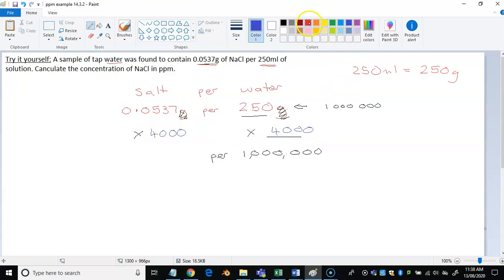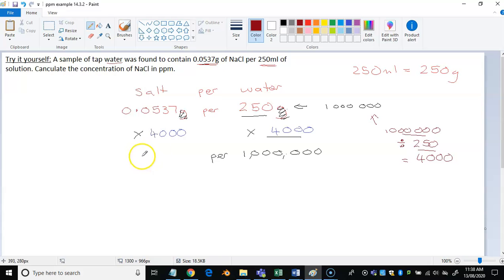If you're not sure how to get that 4,000, what you do is you take the million and you divide it by the quantity that you've got, and you get the multiplier that you need to turn that into that. Neat little trick there. Let's wheel out the calculator again: 0.0537 times 4,000.